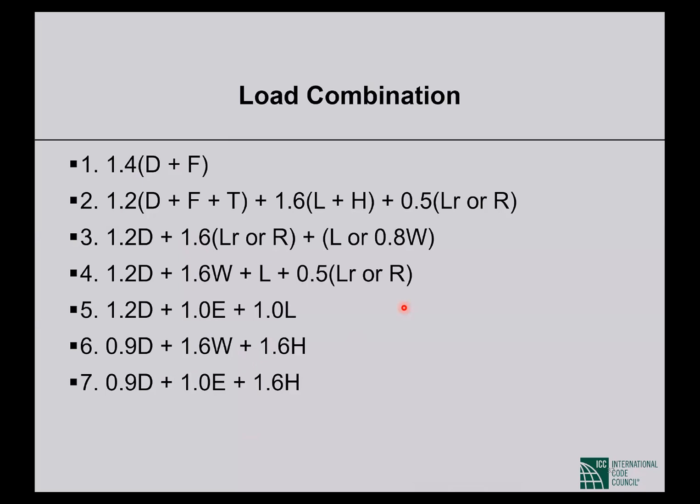One important point that I want to make: you see the load factor of E is 1. It was 1.75 into 1.7 in the previous version. But in this version, this is simply 1. That is, no overloading is needed because the design basis earthquake, DBE, for which we design a structure, is kind of an ultimate load condition. So we don't need to overload that value. That is important.